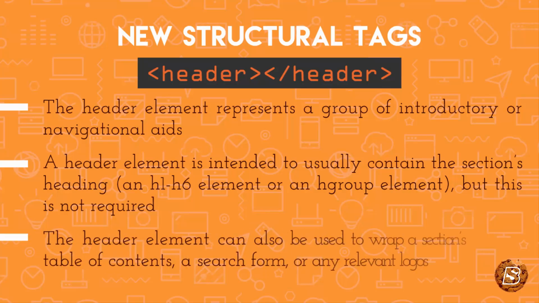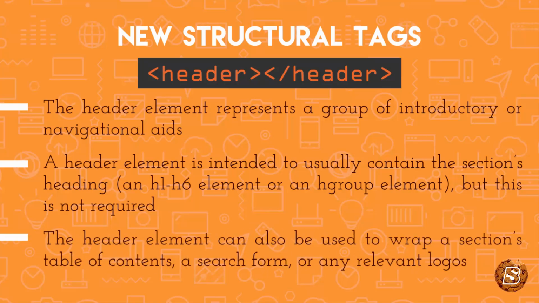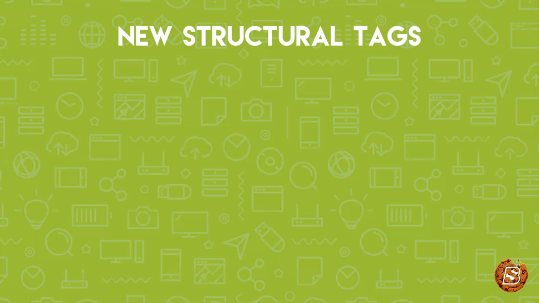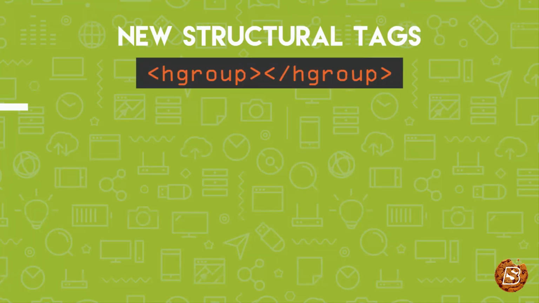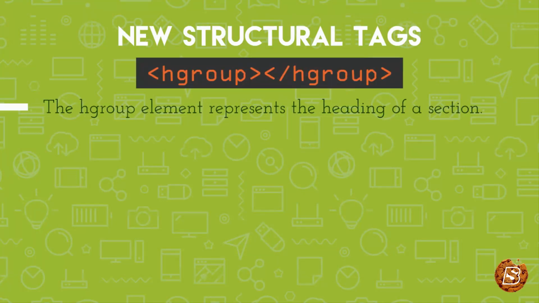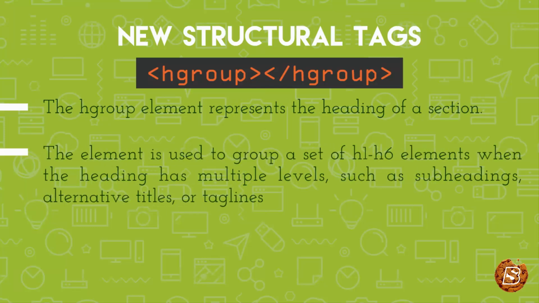The header element can also be used to wrap a section's table of contents, a search form, or any relevant logos. Then we have hgroup tag. The hgroup element represents the heading of a section. The element is used to group a set of h1 to h6 elements when the heading has multiple levels, such as subheadings, alternative titles, or taglines.